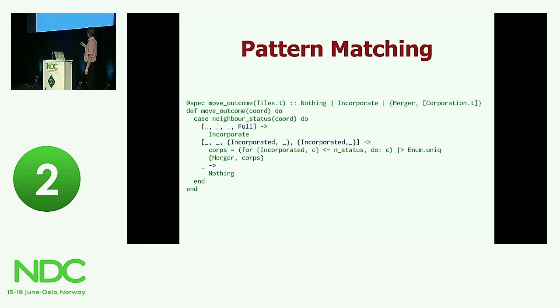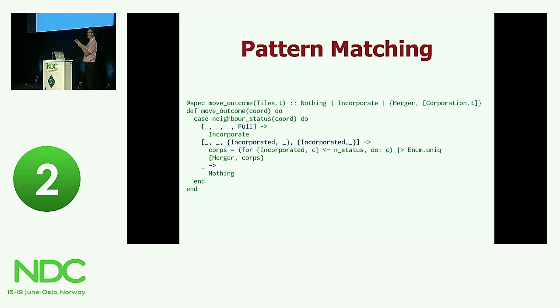That's nice. Then, if you have 2 incorporations going on in your neighbors, then you know that you need to do a merger, because then you're gluing together 2 corporations. And then again, it's a pattern match here, and you don't care about the rest. There could be more in it, and that's why you do a list comprehension here to make sure you get all the names of corporations in your neighbor list out. It could be up to 4.